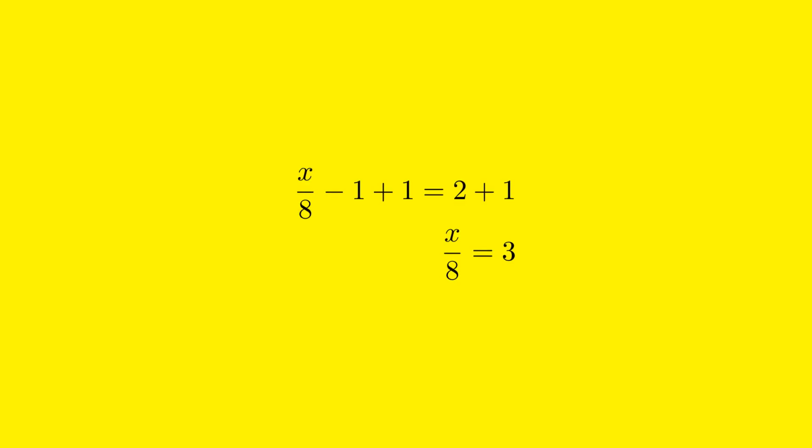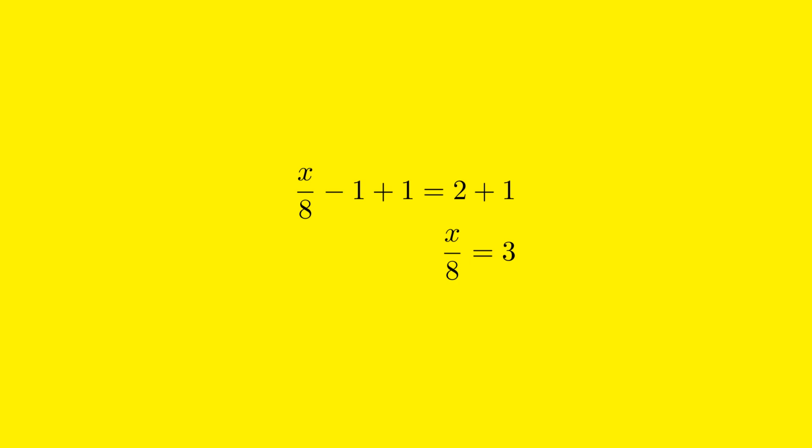In step 1, we start with the equation x divided by 8 minus 1 equals 2. Our goal is to isolate the variable x. To begin, we need to get rid of the minus 1 on the left side of the equation. We do this by adding 1 to both sides of the equation. Adding 1 to the left side and the right side will maintain the balance of the equation.